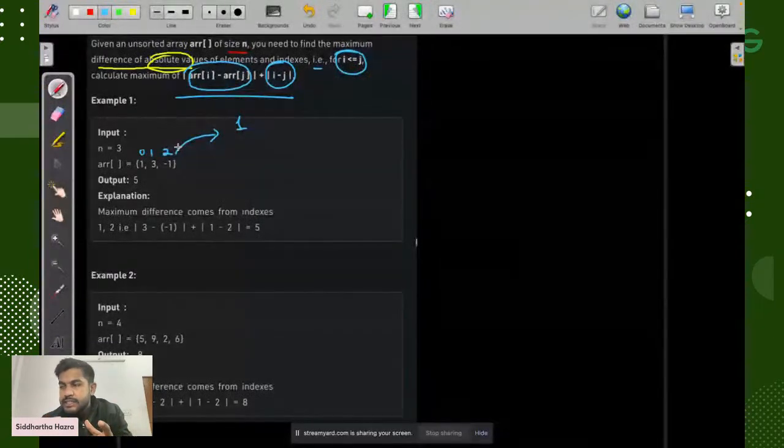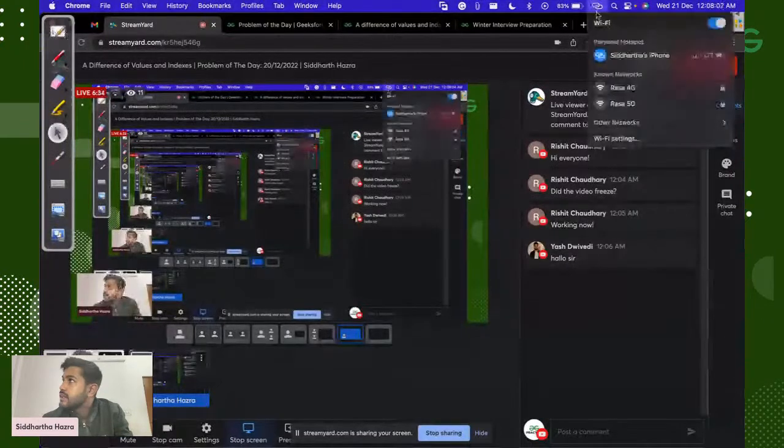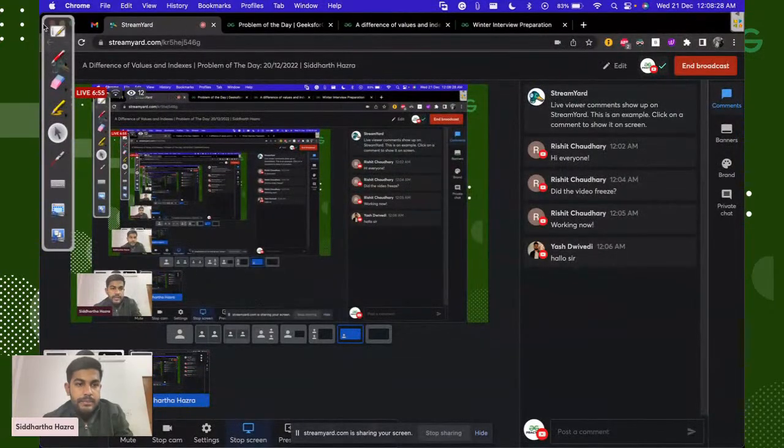What do you mean by indices does not matter? I would like to say that the indices mean, okay, am I clearly audible as well as visible? Okay, I'm clearly audible as well as visible. I think my Wi-Fi is up now, so I would just quickly do a transition of this. Okay, my Wi-Fi is up and running.